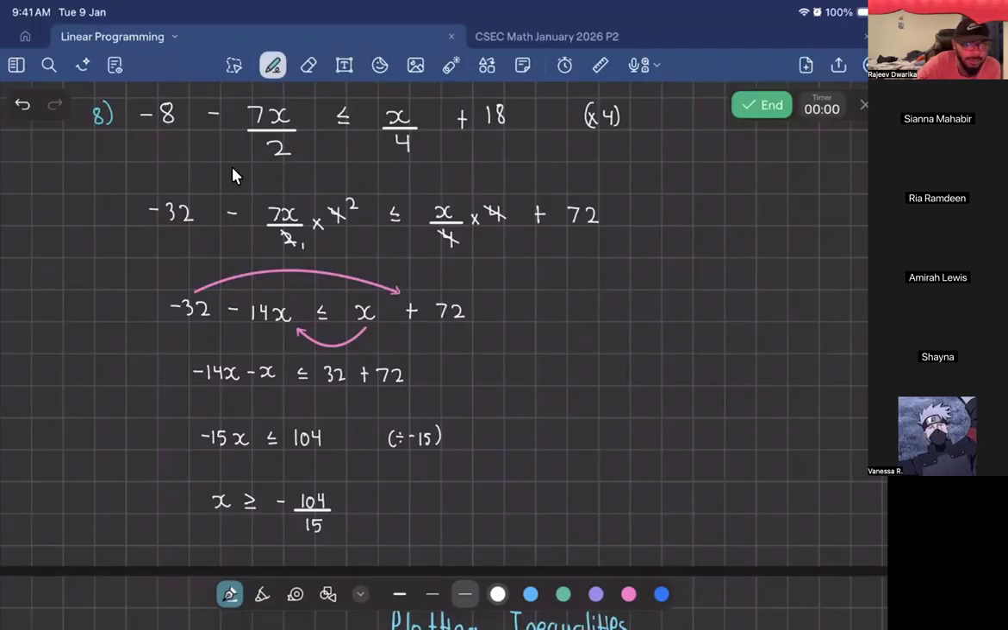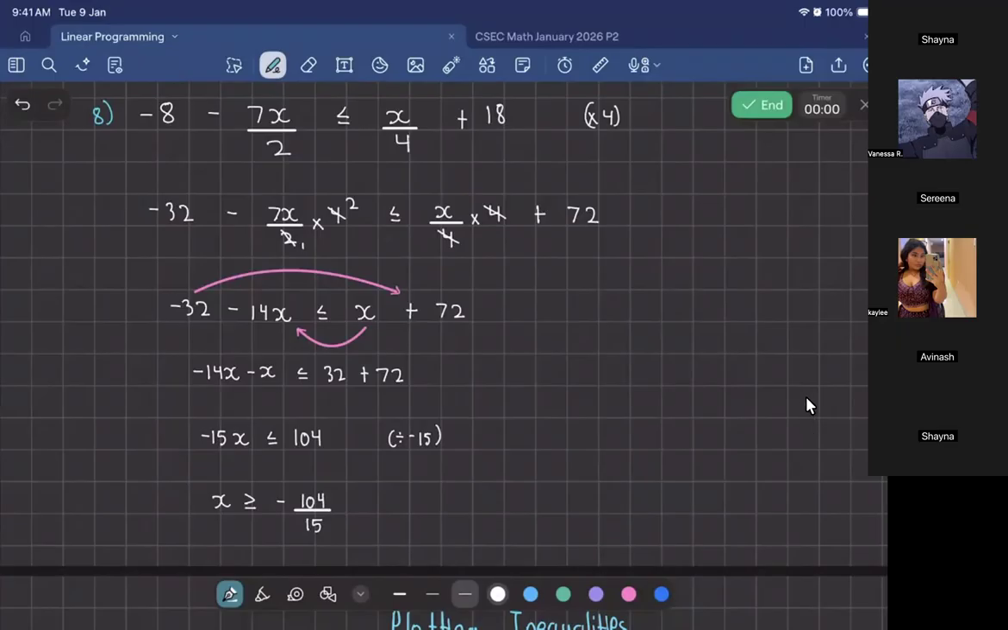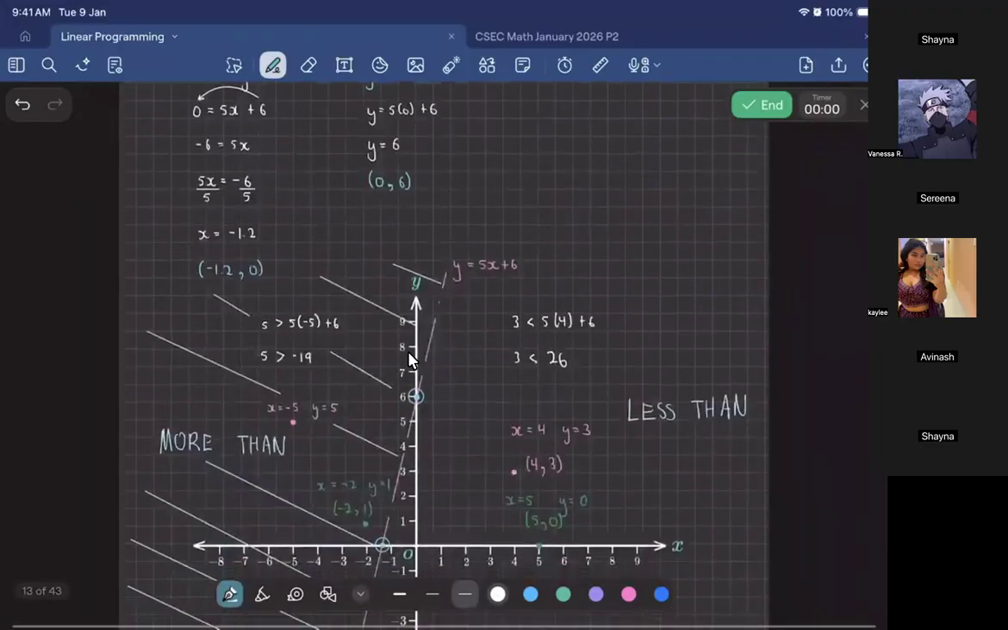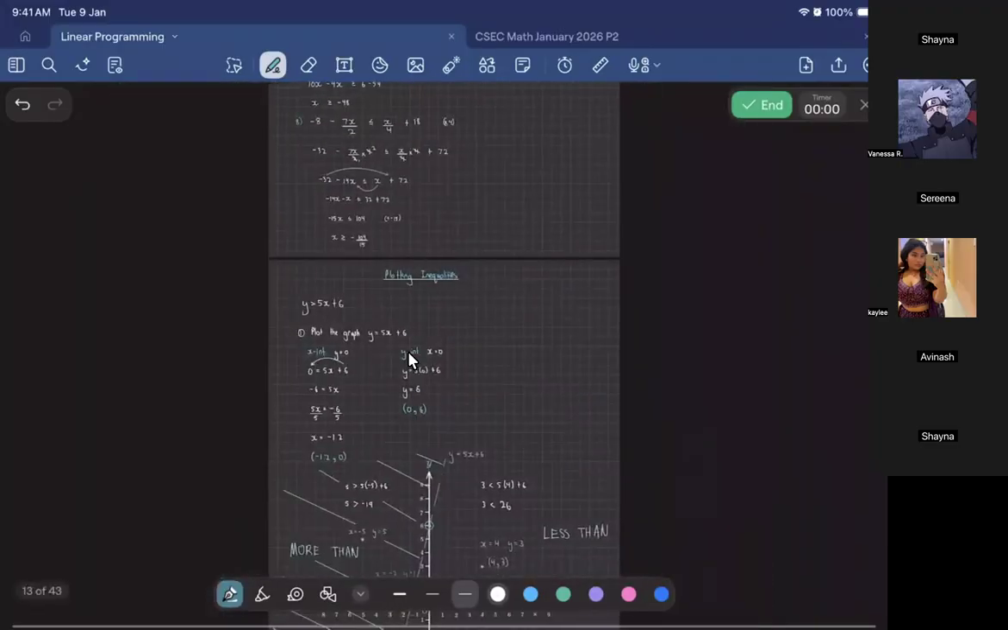Guys, did you all have that copied down? Talk to me. Yes, sir. Yeah. So, what about the rest of you all? Okay, I'm gonna take that as you all did copy it down. All right. So let me introduce you guys to linear programming.